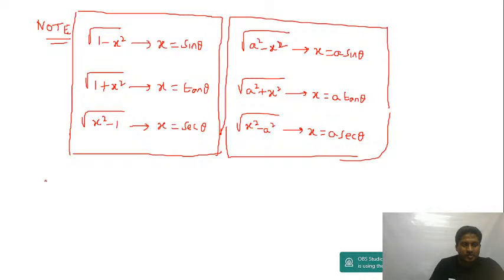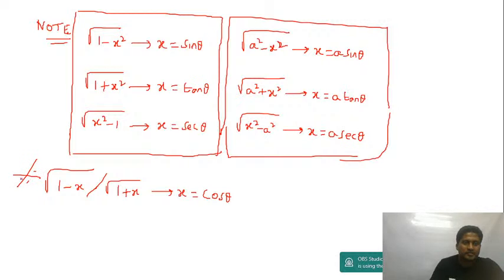Under the root, when you have under the root 1 minus x or under the root 1 plus x or reverse way, it may be 1 plus x or 1 minus x or 1 minus x by 1 plus x, then you will put x is equal to cos theta. This is important. You get this in competitive exams. Under the root 1 minus x, 1 plus x, you should put x equal to cos theta.